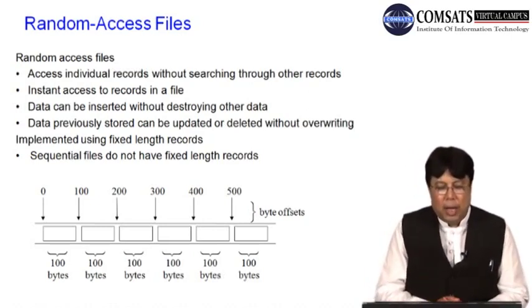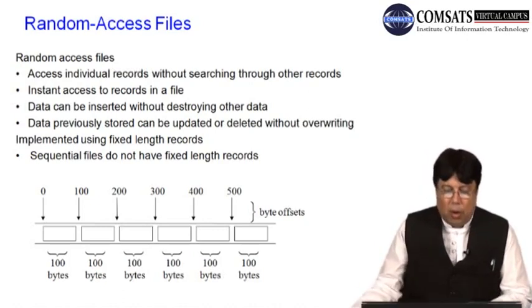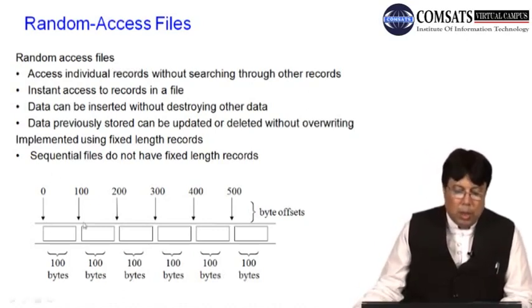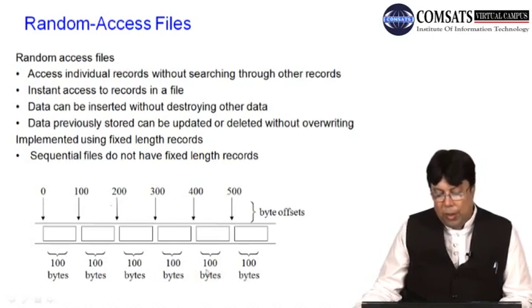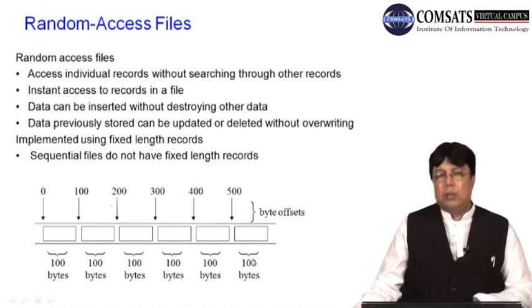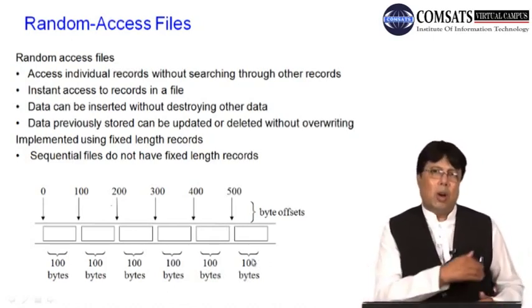And the sequential file does not have a fixed length record, but for this particular example, if we assume that one record size is equal to 100 bytes, then from 0 to 99 we know it is the first record, and from 100 to 199 the second record, third, fourth, fifth, sixth, and so on, and it means that we have precise offsets.